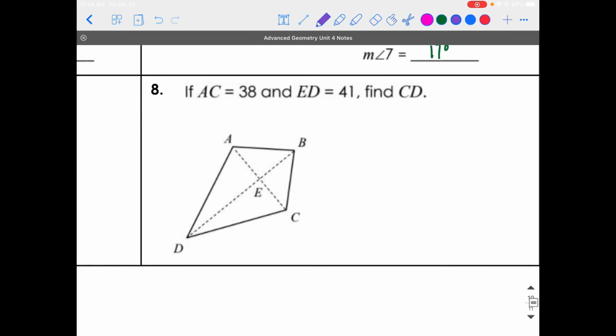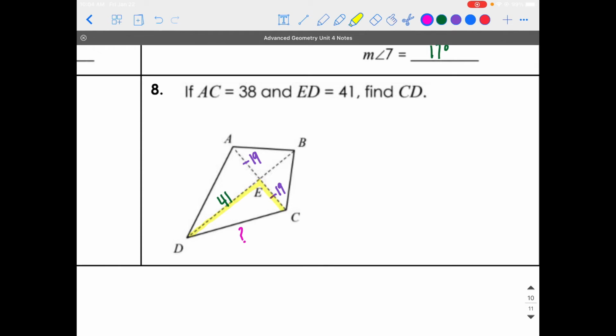Number 8, AC is 38. Now, in a kite, these two pieces of that diagonal are the same. So AE and EC are the same length, which means that each of them would have to be 19, because 19 plus 19 is 38. Then it tells us that ED is 41, and we're asked to find DC.